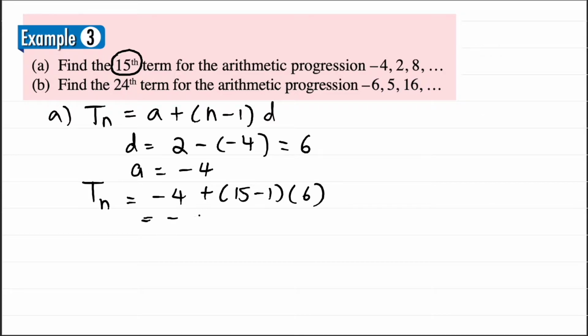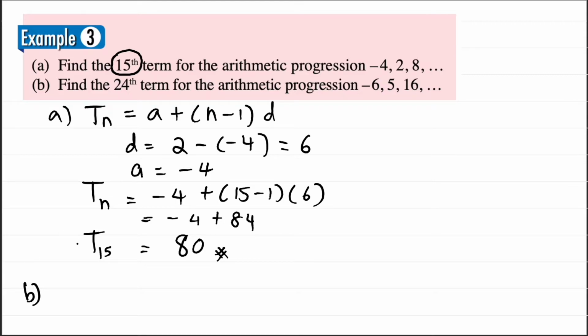Okay, simplify. Negative 4 plus, this one is 14. 14 times 6 is 84. Okay, so when you solve, you will get the 15th. Ataupun kita boleh tulis dia sebagai T15 adalah 80.